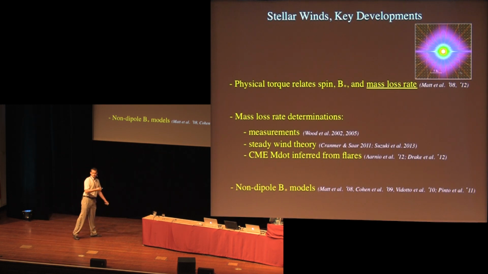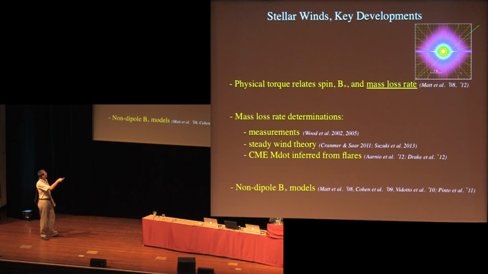Also, I mentioned right at the beginning that the stars don't always possess perfect dipoles, and all of this is based on a dipole. So it's encouraging that there have been a number of stellar wind models that are starting to take this into account and see how this affects things.